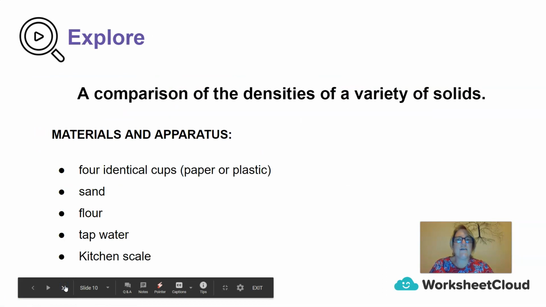So today you are going to have a chance to compare the densities of a variety of solids and liquids and maybe gases. So I'm hoping you can find these materials and apparatus around your house. So you need 4 identical cups, preferably paper cups or plastic cups. If you don't have that, any glass cups, ceramic cups, whatever you've got. And then go around the house and see if you can collect different solids, liquids, or gases. So sand, flour, water. Then it will also help if you can get a kitchen scale where you can measure the mass of these substances with.